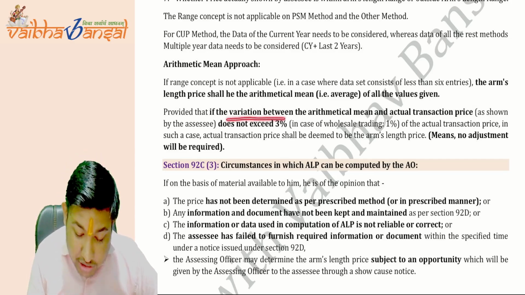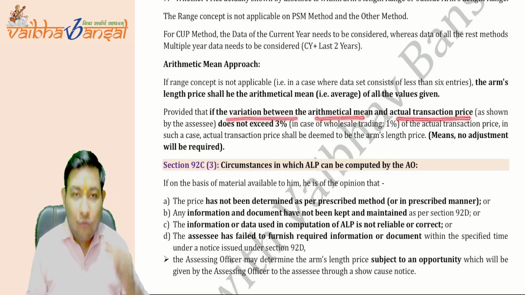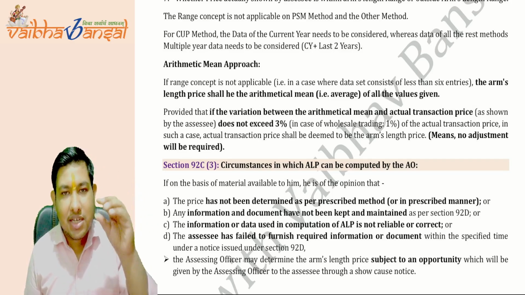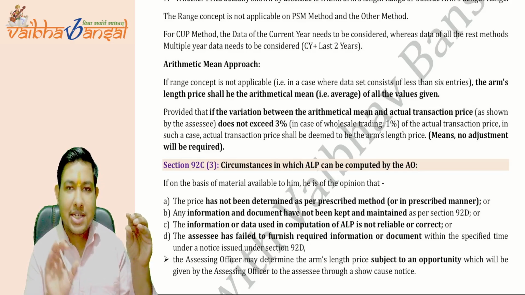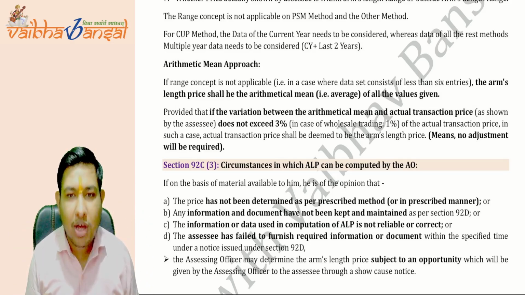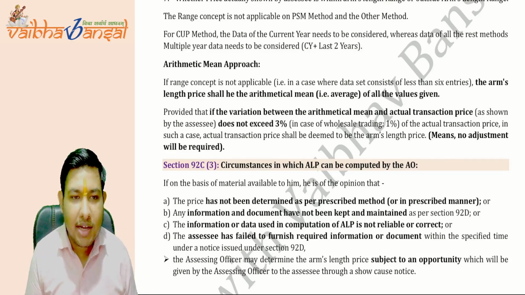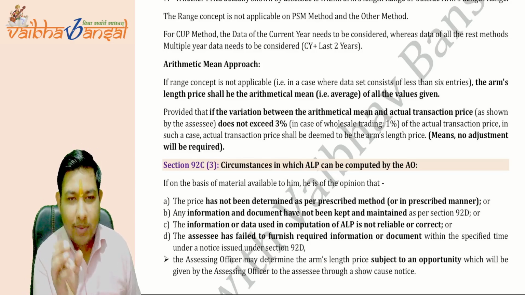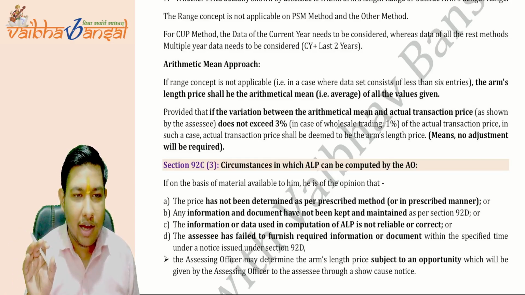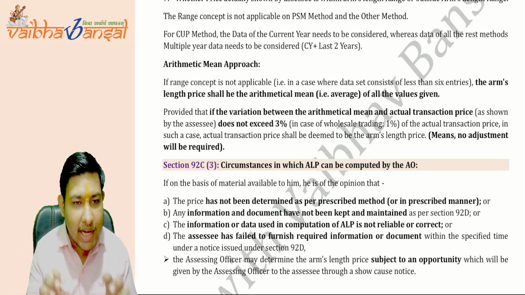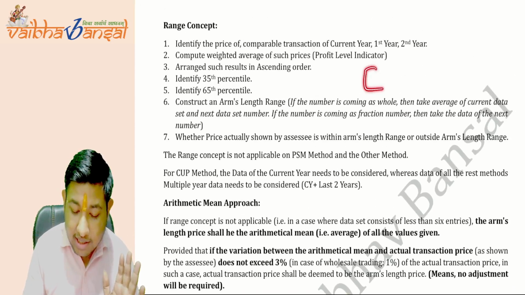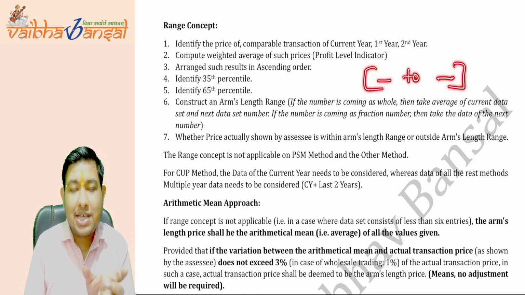Provided that if the variation between the arithmetical mean and the actual transaction, whatever we have computed in the arithmetical mean approach as the arm's length price, we will compare it with our assessee's transaction, whether the assessee has conducted that particular transaction within the arm's length price with his associated enterprises or not. After considering it, we notice that there is a variation. We said the arm's length price must be this, but the assessee's transaction with his associated enterprises is something different. So we will take a range of it. What is the range? In the above range concept, we have computed the range from this to this. If it falls in this range, then okay.